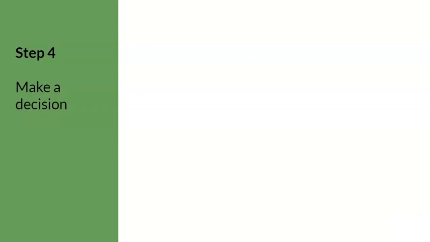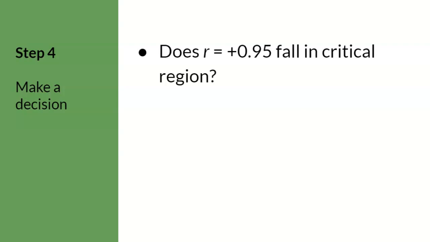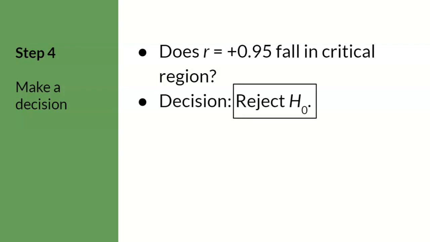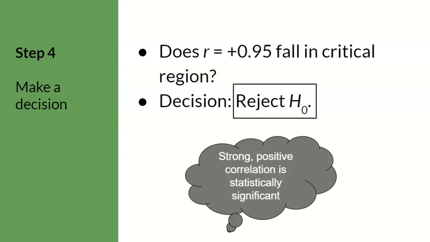Step 4. Now we need to compare the sample R score that we calculated in step 3 to the prediction which we determined in step 2. In other words, does the R of plus 0.95 fall in the critical region R from step 2? Well, the answer is yes. Then the decision is to reject the null hypothesis. The box indicates the final answer that I'll be looking for on problem sets and exams. Now, more specifically, the strong positive correlation between sleep and mood is statistically significant.